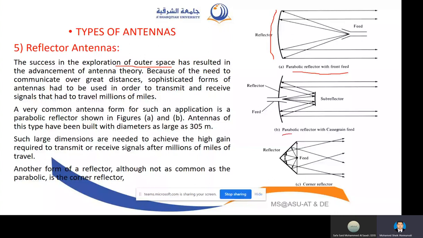Second, the parabolic reflector with Cassegrain feed. This is the space antenna which I showed you here, the huge size antenna. This is also a parabolic reflector, but the feed here is known as Cassegrain feed. First the rays come from the feed and go to the sub reflector, and then further go and touch the main reflector, and from there they go into outer space.